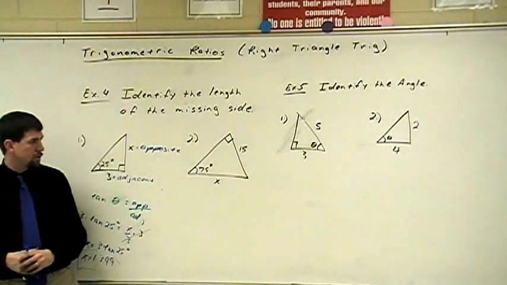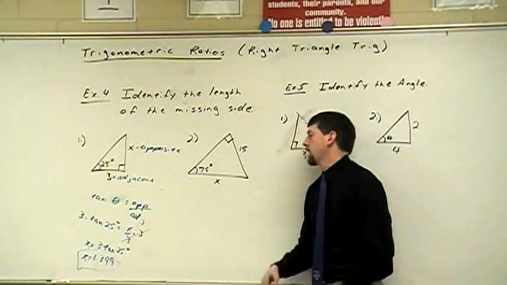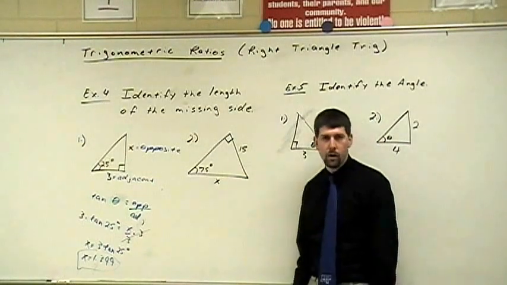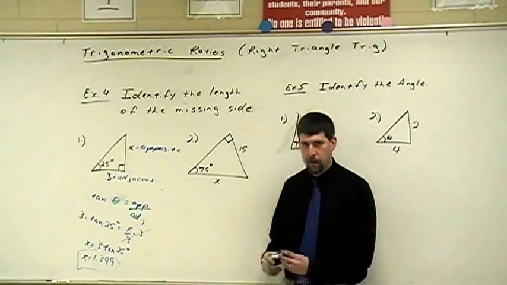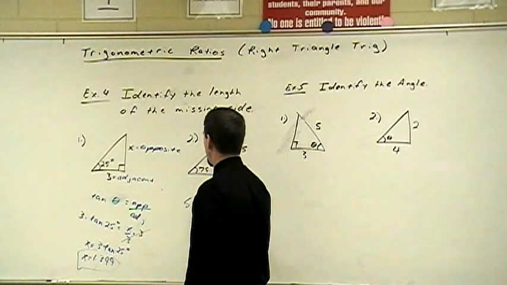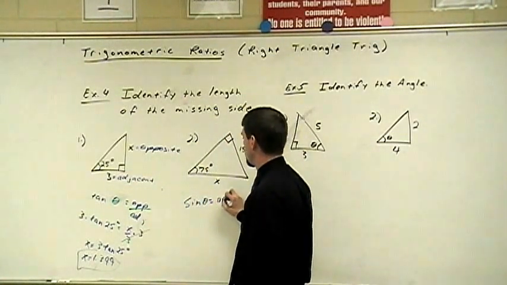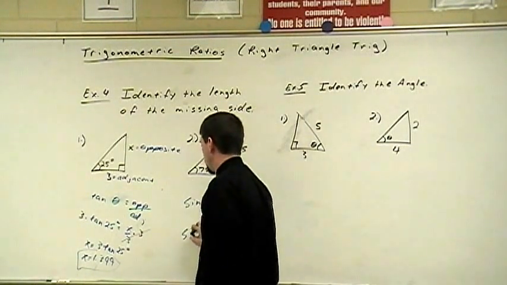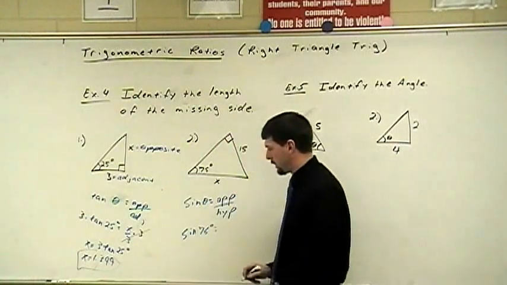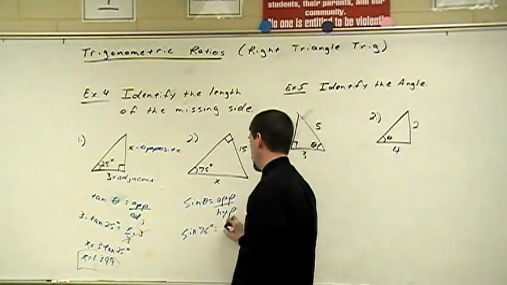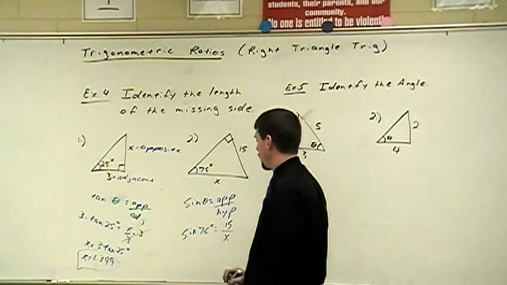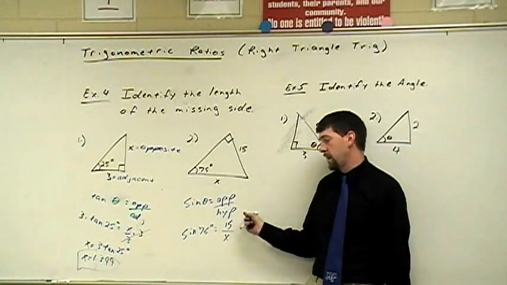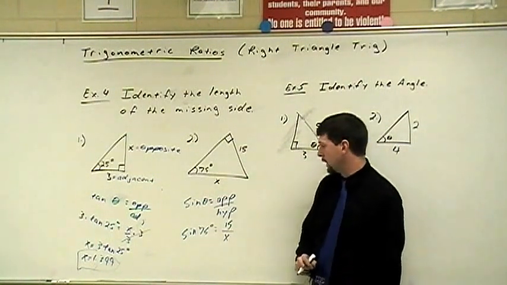Well, if we look at number 2 here, look at what's given. I'm given an angle, I'm given the side opposite, and I want the hypotenuse. Well, what uses the side opposite and the hypotenuse? That'd be sine. Sine of theta is equal to opposite over hypotenuse. So sine of, in this case, 75 degrees is equal to the opposite length, 15, over the hypotenuse, x, what we're looking for. I could have done the reciprocal in this case so I could have that x on top. It's not going to make that big a difference in the end.